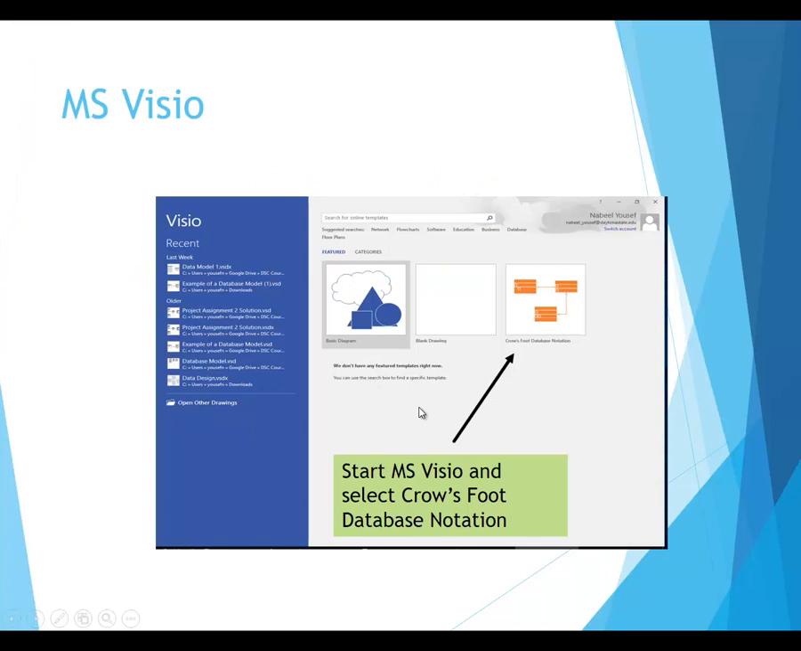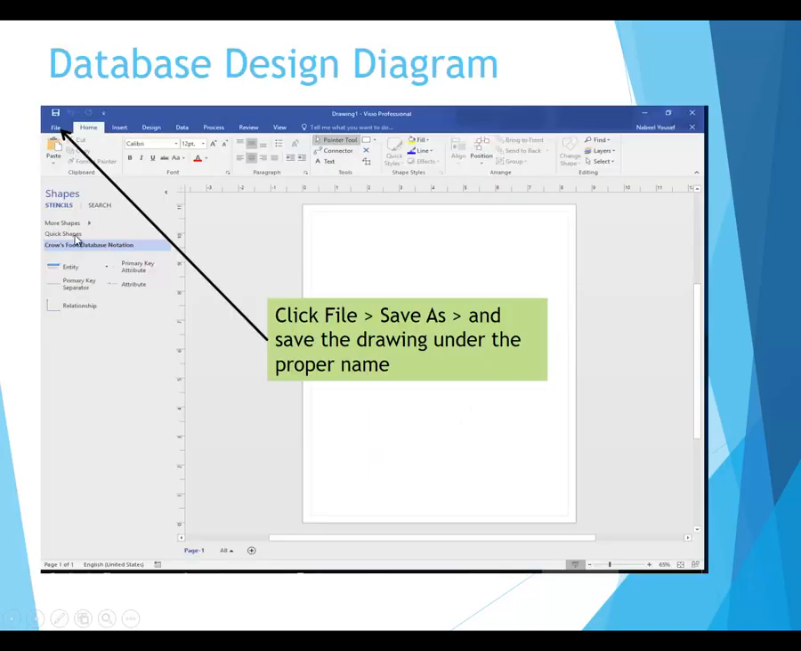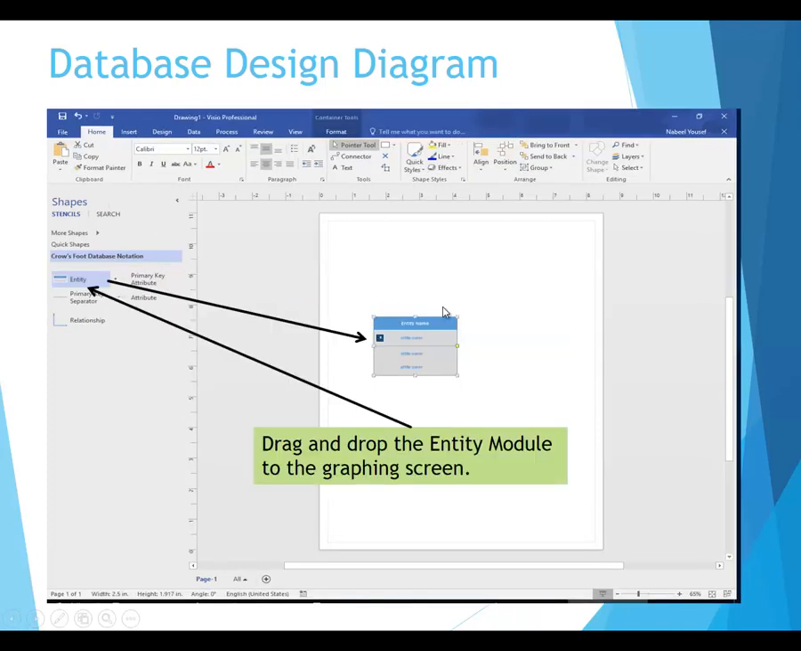So for Visio, if you have Visio, then you click on Visio Started and then click on the crowsfoot database notation. Once you have that, you can select US units and then save the file in the proper name that's related to your database. Once you start and select the database, you can drag and drop the entity into the middle of the graphing screen and start building your database.